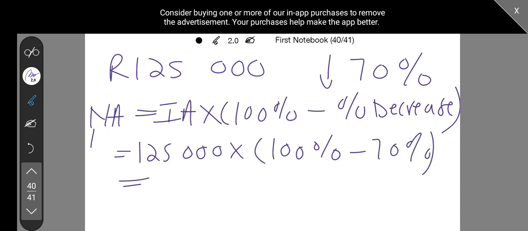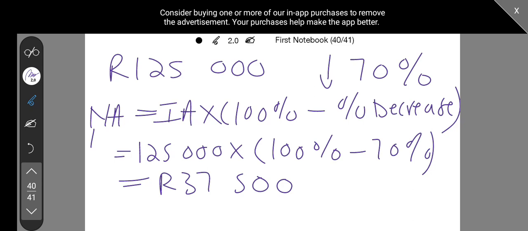Let's plug that on the calculator to see. We're going to say 125,000 multiplied by 100% minus 70%, and we get 37,500. The answer is 37,500. This means that 125,000, if it decreases by 70%, is going to be 37,500.